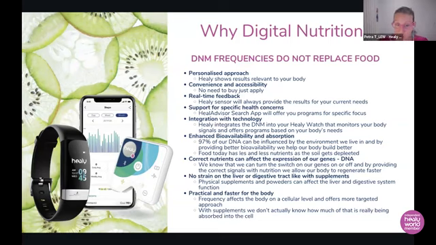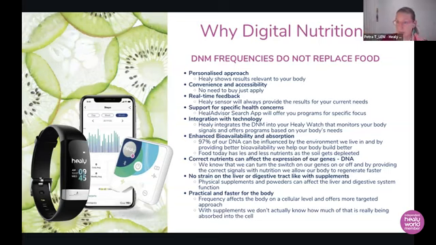And it also supports specific health concerns. When you use the Heal Advisor search app, it will offer you programs for specific focuses. So if you want to look at nutrition to support building blocks to regenerate your skin, for example, or nutrition for your hormone balance, you can enter this in the Heal Advisor search app, and I'll show you later.